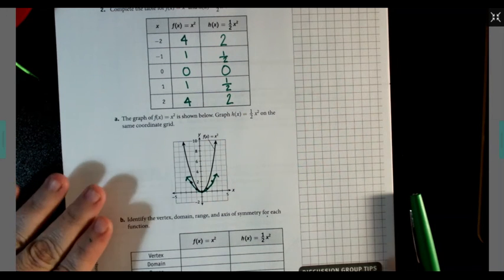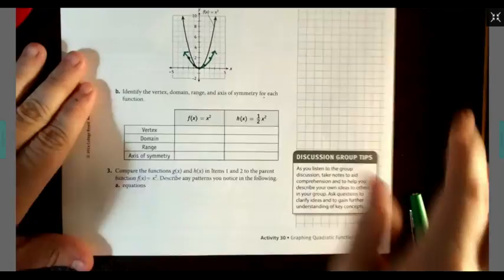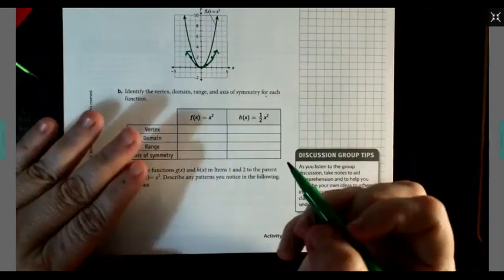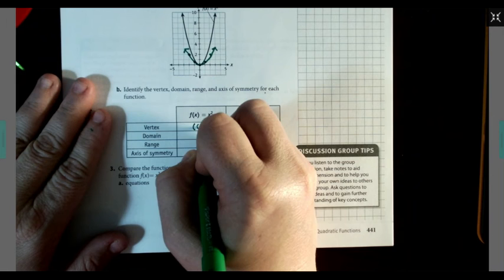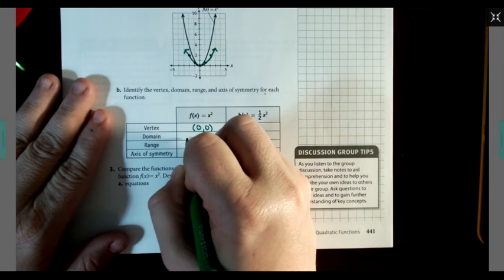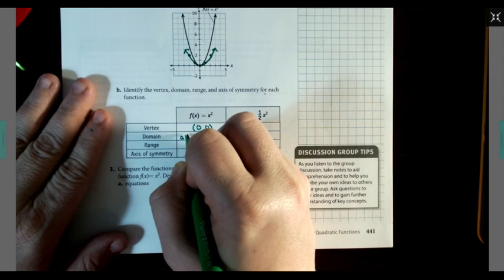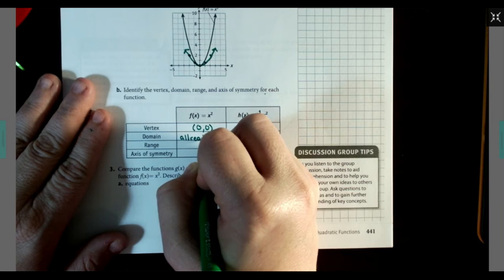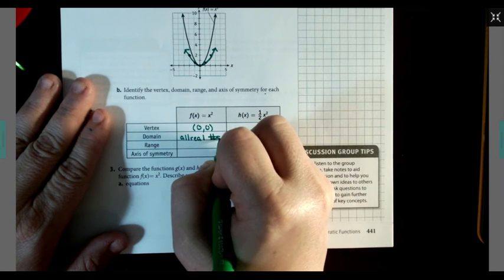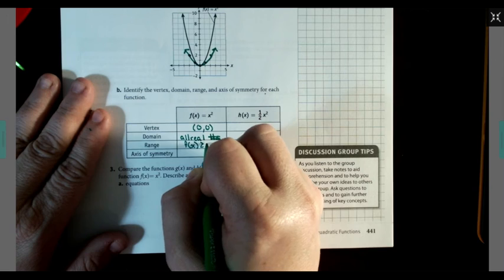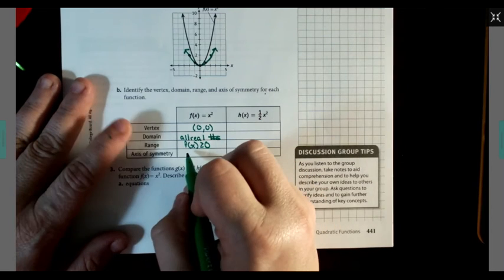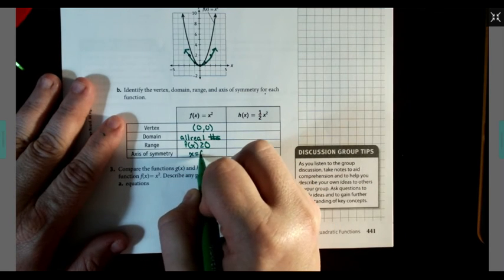Identify the vertex, domain, range, and axis of symmetry. We've done this first column. It is 0, 0. All real numbers. Range is f of x is greater than or equal to 0. And my axis of symmetry is x equals 0.